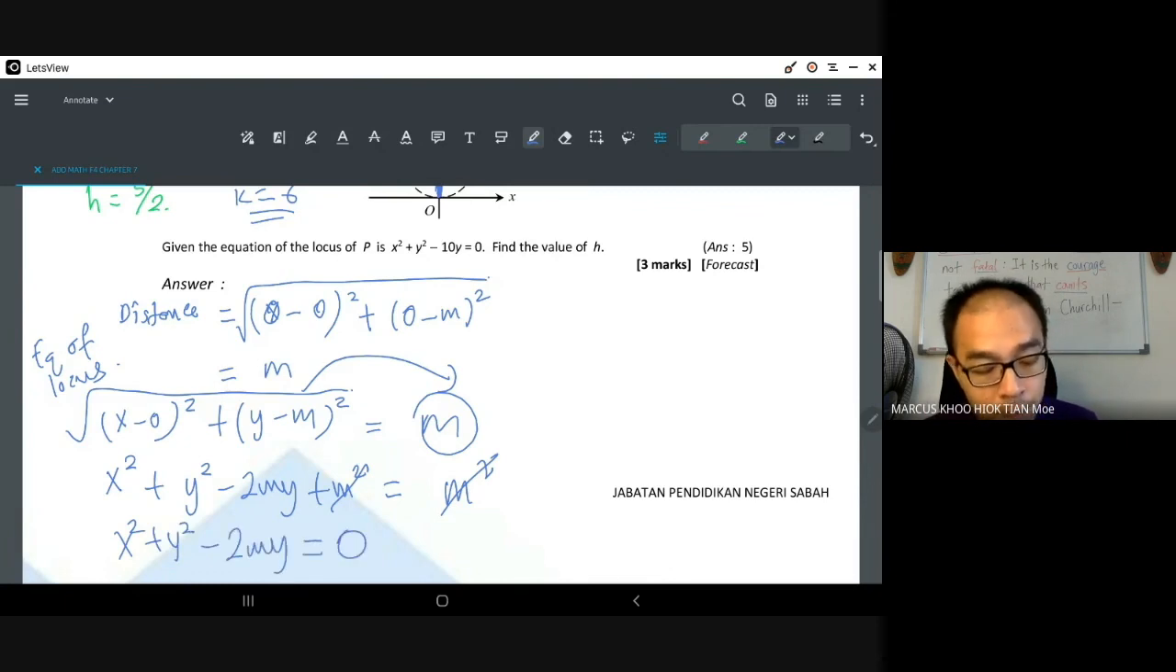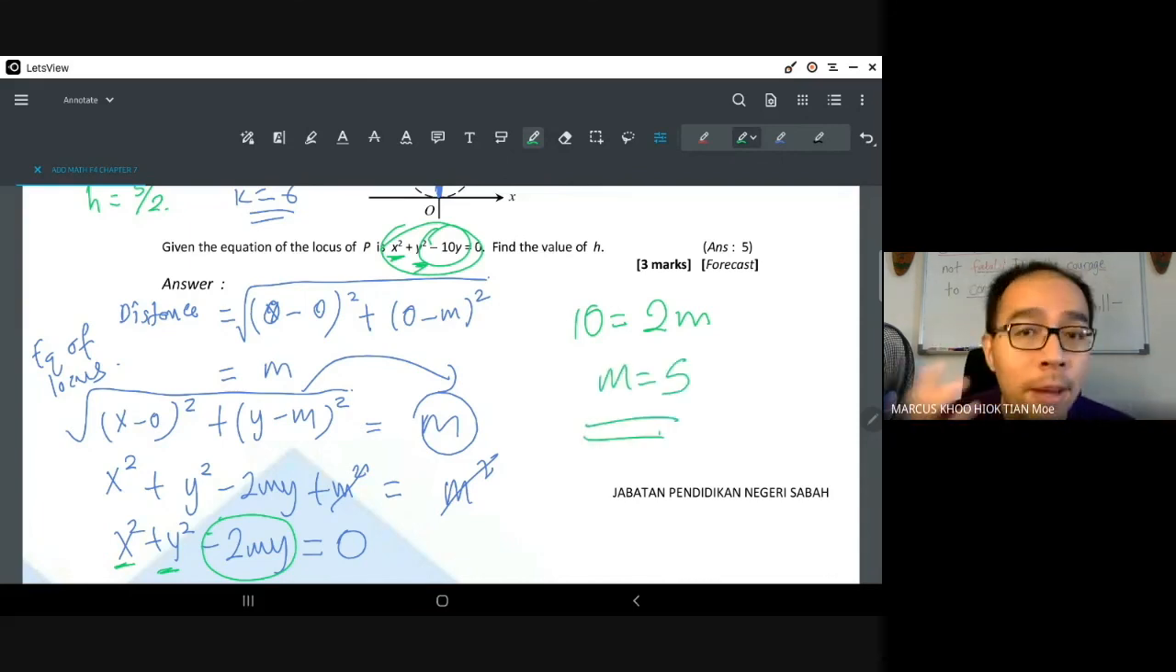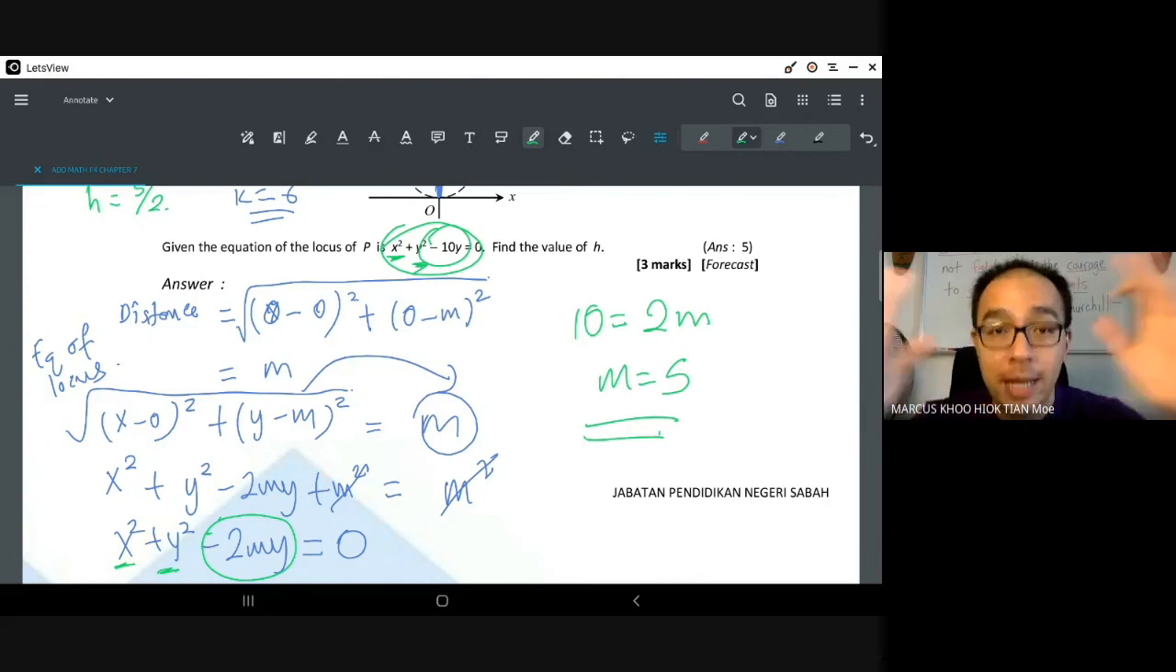Now let's compare it with this. x squared plus y squared minus 2my and minus 10y. So you can say that 10 equals 2m, and I can get m already. M equals 5. So there's a lot of comparing, especially when you come to questions like this.